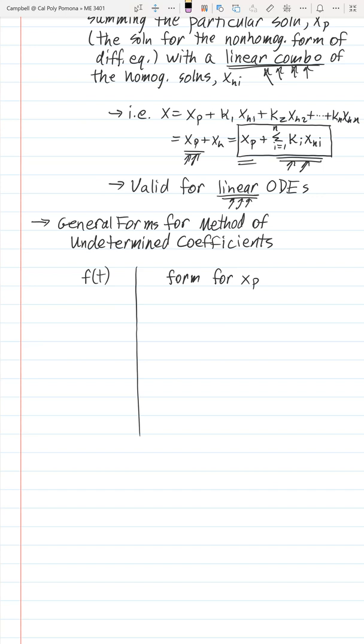And you will see that in this list. So let's run through it quickly. If we have our differential equation equal to a constant k, the general form for our particular solution is another constant a.